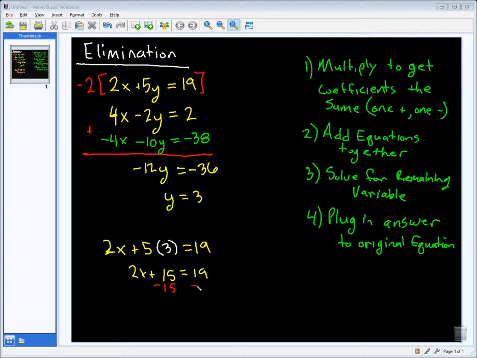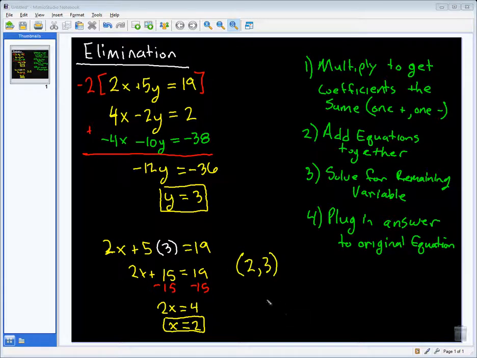I can then subtract the 15 from each side, and I get that 2x equals 4, and dividing I get that x equals 2. So now I have my x and my y, which means my solution to this system of equations is (2, 3). This is the point that works in both equations to make 19 on the top one and 2 on the bottom one.